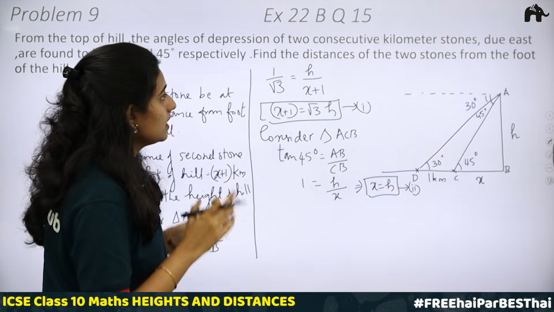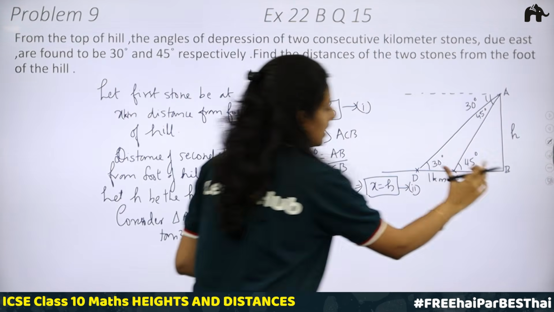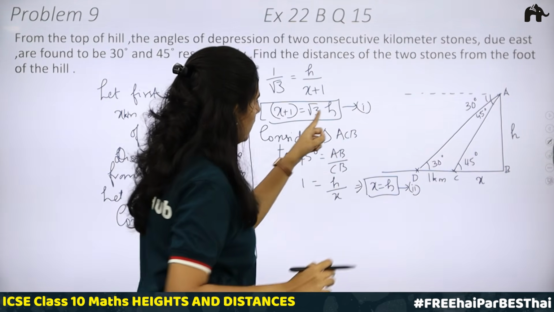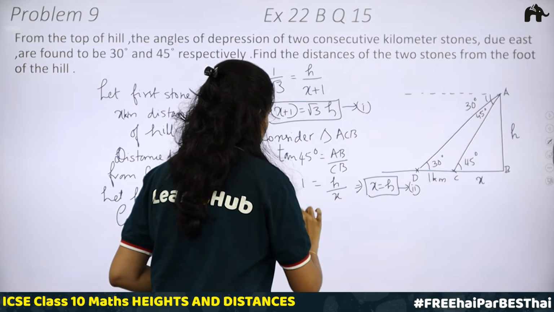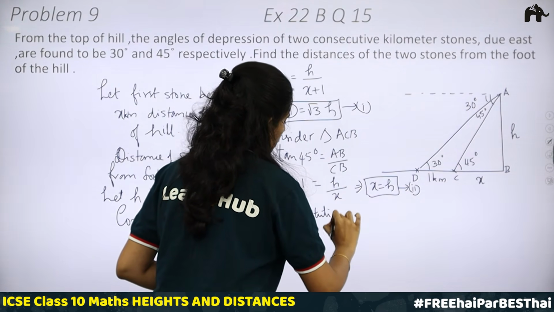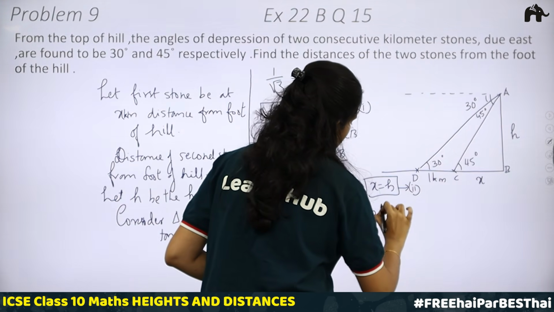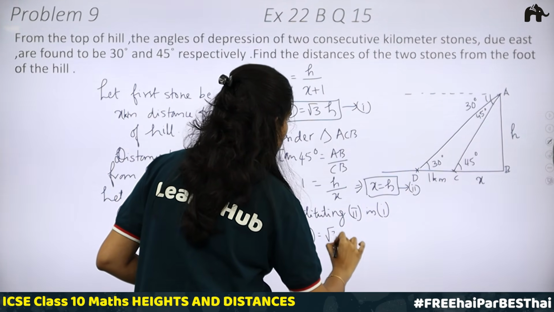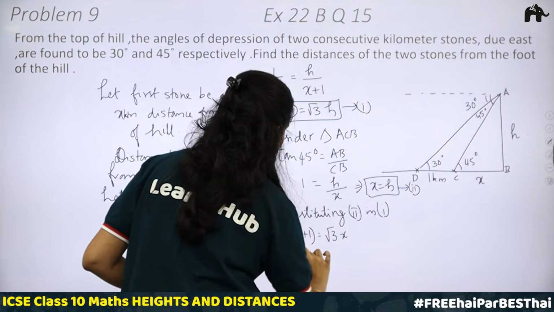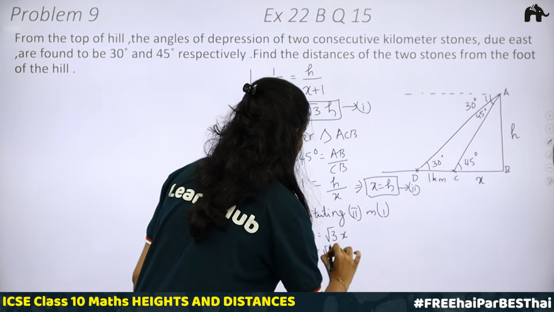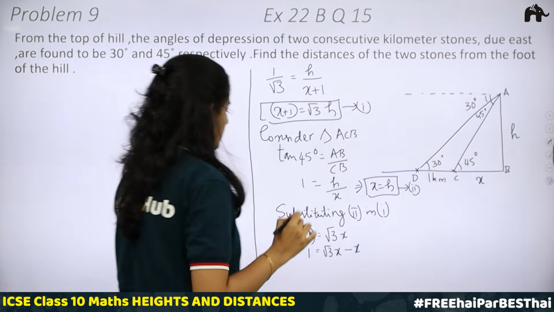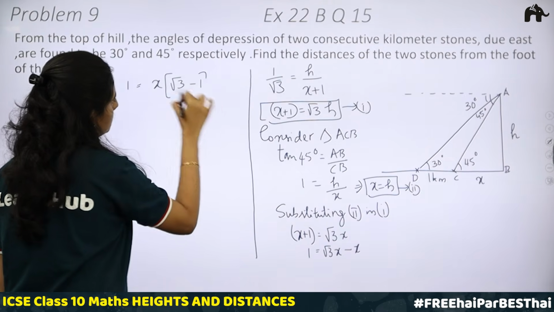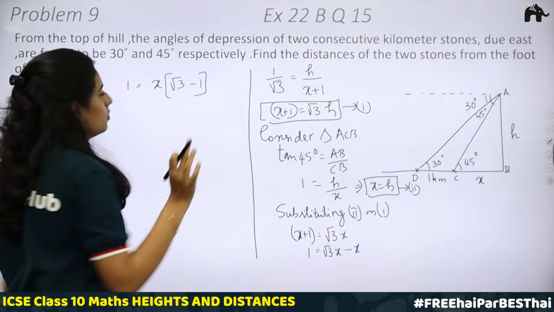Now, we have to find the distance of the two stones, which means we have to find x and x plus 1. So, in place of h, we can substitute x. Substituting 2 in 1, we get x plus 1 is equal to root 3 into x. Therefore, 1 is equal to root 3 x minus x, or 1 is equal to x taken out as common, root 3 minus 1. So x into root 3 minus 1 is equal to 1.